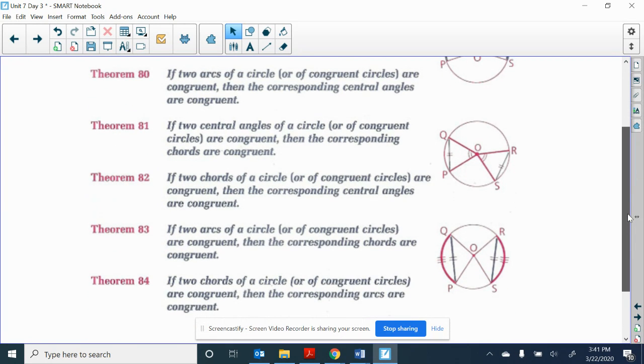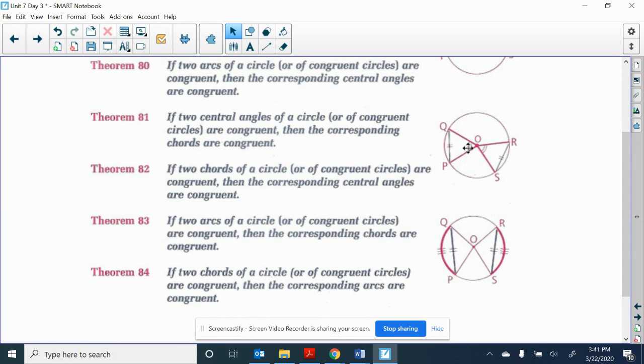Theorem 81 and 82 are also converses. They say if you have congruent central angles, then the chords that they intercept are congruent. So if you have the angles, then you have the chords. And 82 says if you have the chords, then you have the angles. So again, they're if and only if statements.